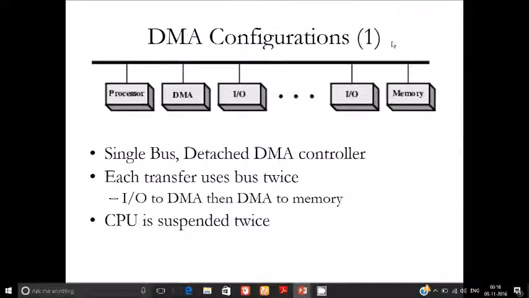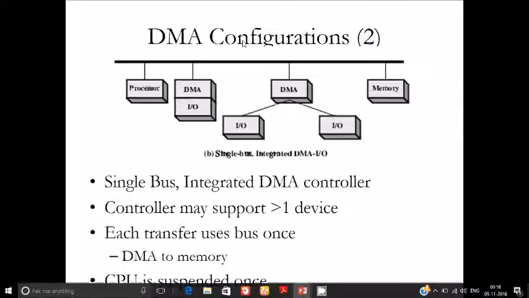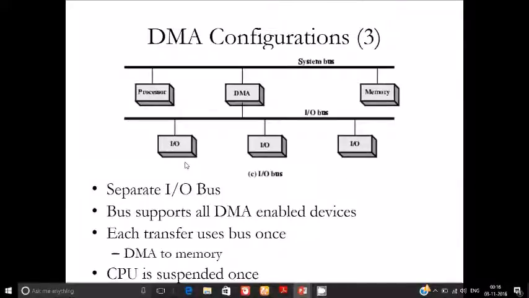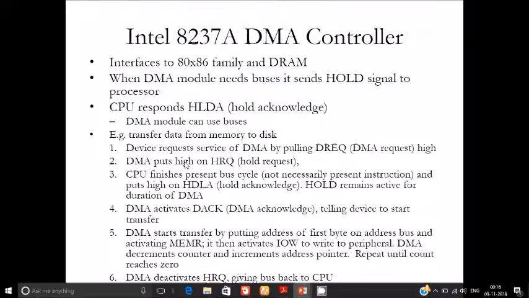And what are the DMA configurations? It is a single bus, detached DMA controller. Each transfer uses the bus twice, input to DMA and then DMA to memory. The CPU is suspended twice. So this is the DMA configuration. You can see here single bus, integrated DMA input-output. A single bus integrated DMA controller may support more than one device, not a single device but many devices, and each device can transfer using the bus from DMA to memory, and the CPU is suspended once.